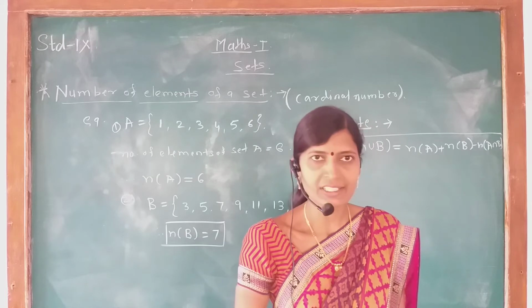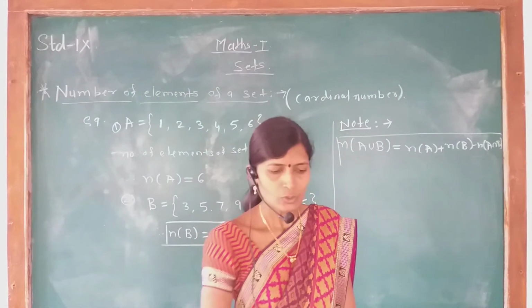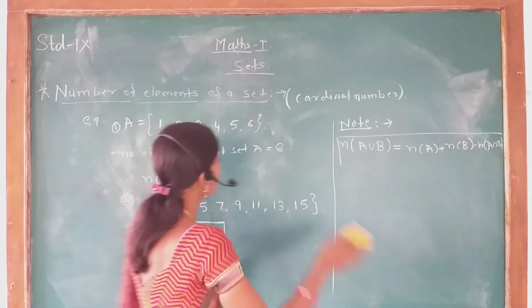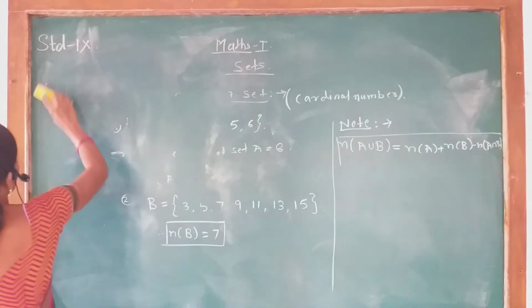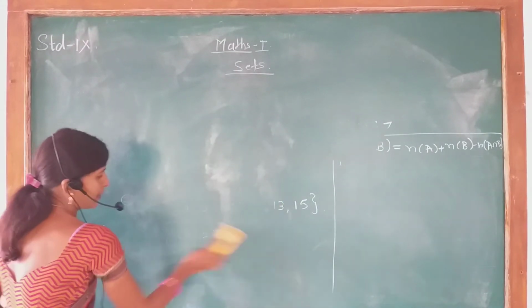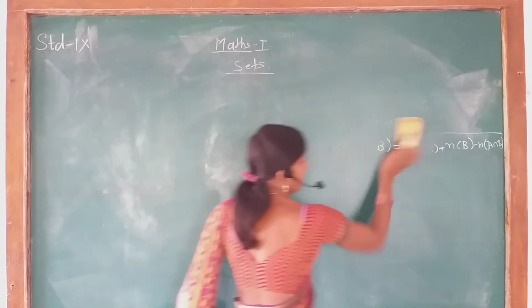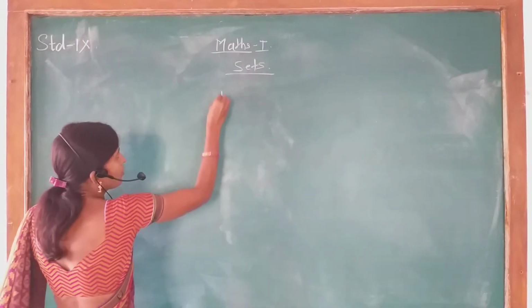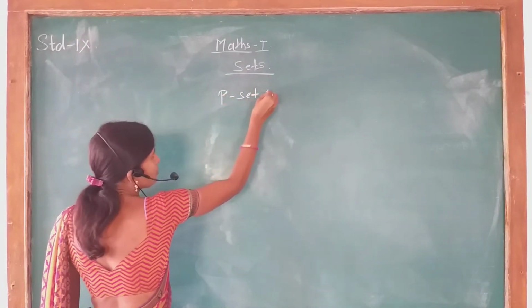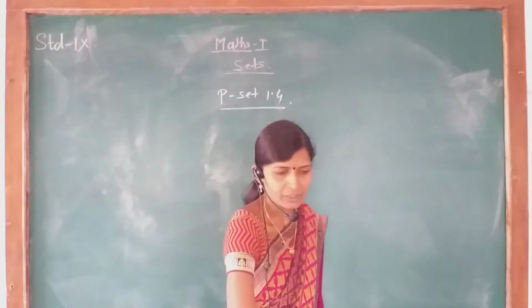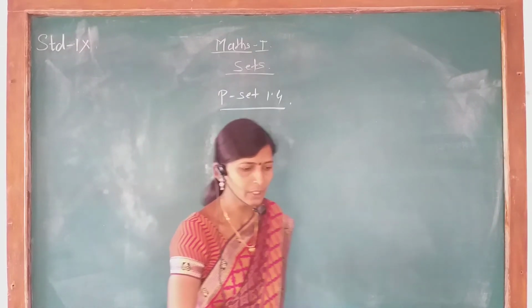Now based on the same property, we have practice set 1.4. So open your textbook, page number 16. See practice set 1.4, question number 1.